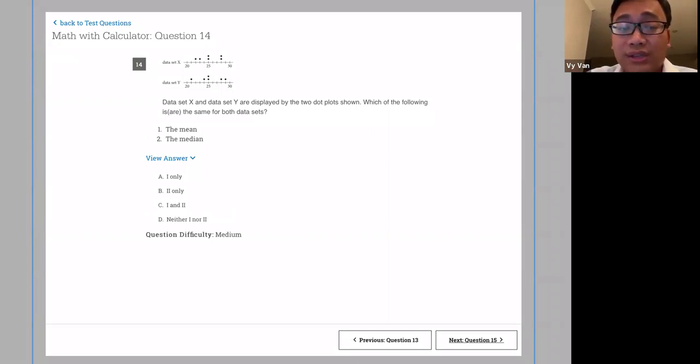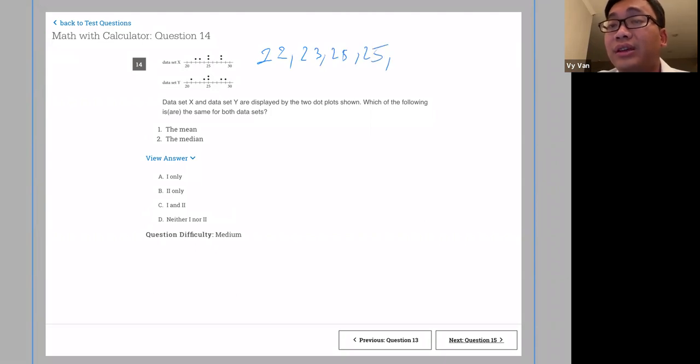Okay, so we have two sets of data. These are dot plots. You don't do this. Let's just write out the set of data. So this is 22, 23, 25, 25, and 28, 28. And this subset of data is 22, 21, 24.